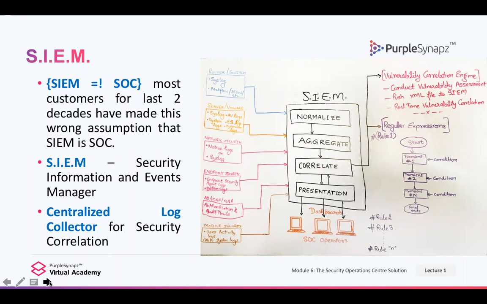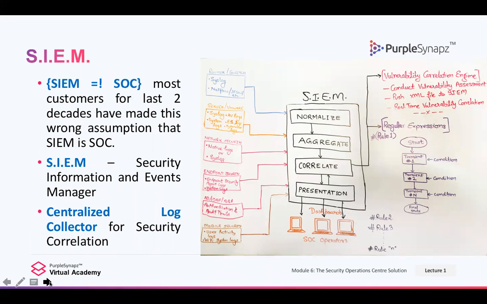Correlation, initially in the SOC tools or the SIEM, has deployed the regular expression. I've expanded that on the right side of the screen. So let's read a regular expression. Regular expressions are multiple rules: rule 1, rule 2, rule 3, up to rule n. This will become my correlation rules rulebook.